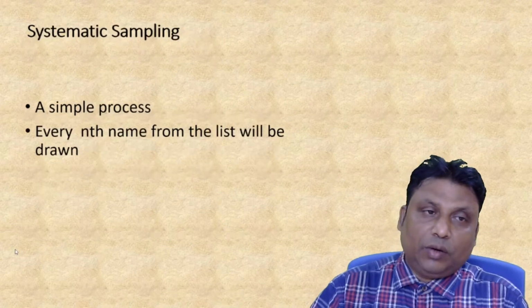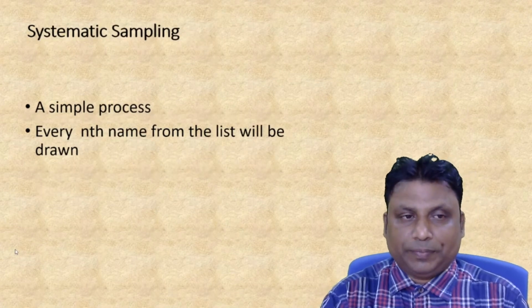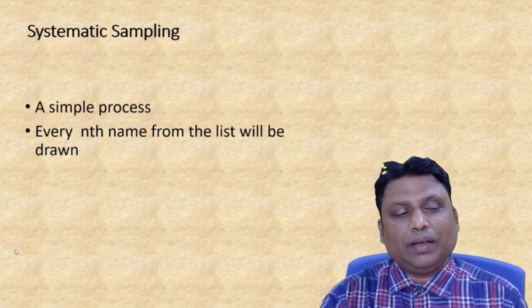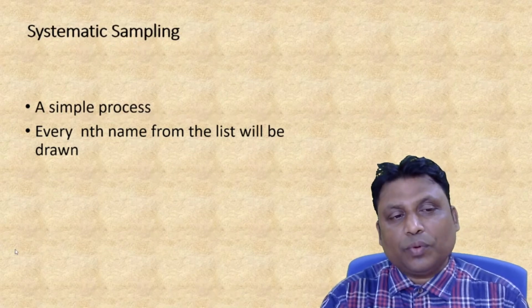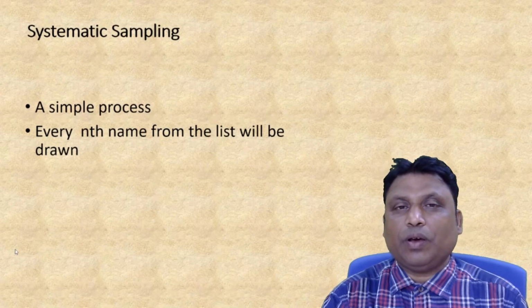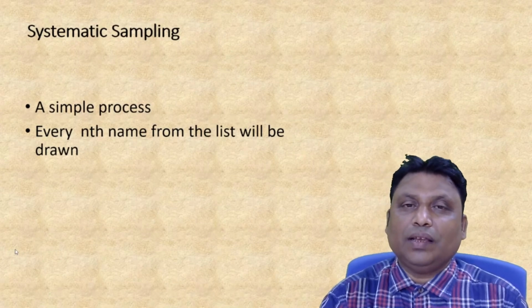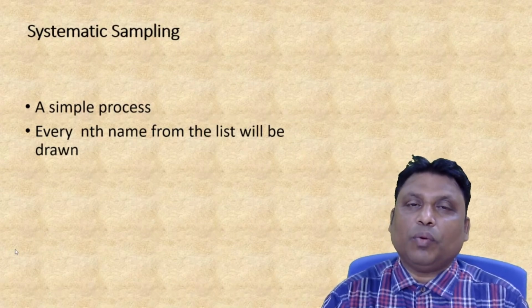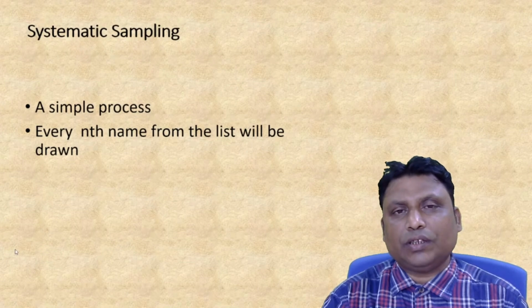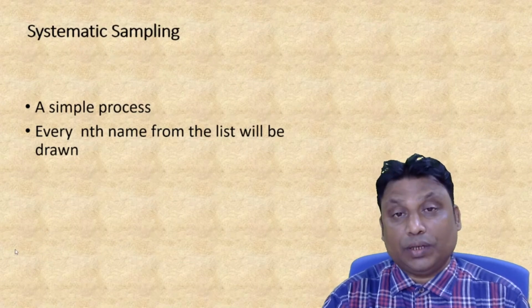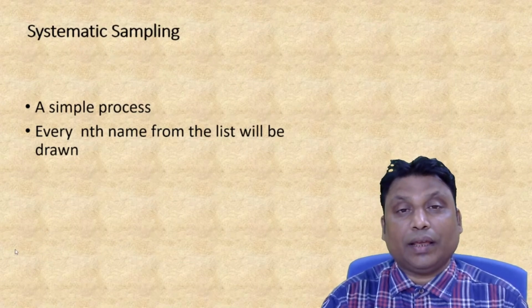Then the second one is systematic sampling. In systematic sampling, we have to collect the information. If you choose randomly, the problem is this: how can you know that in simple random sampling, if you are choosing the students randomly, maybe some good students, very good students, we are lacking?